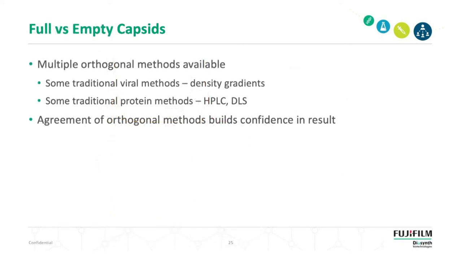So multiple orthogonal methods are available, which is really good. Some are traditional viral methods, density gradients, TEM. They have some issues with them around operator skill required, access to equipment. But some of the traditional protein methods, HPLC, dynamic light scatter, they also have application in these viral products. And the great thing about having orthogonal methods available is, with something as critical as how many particles have you made, if they give the same result, give or take, then actually we should have a fair amount of confidence that probably is something close to the real result.